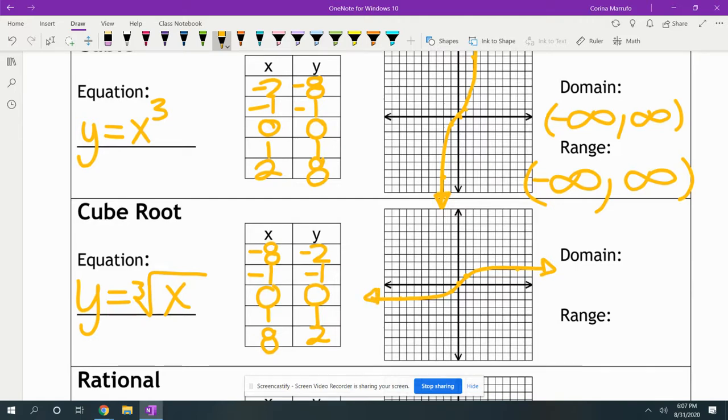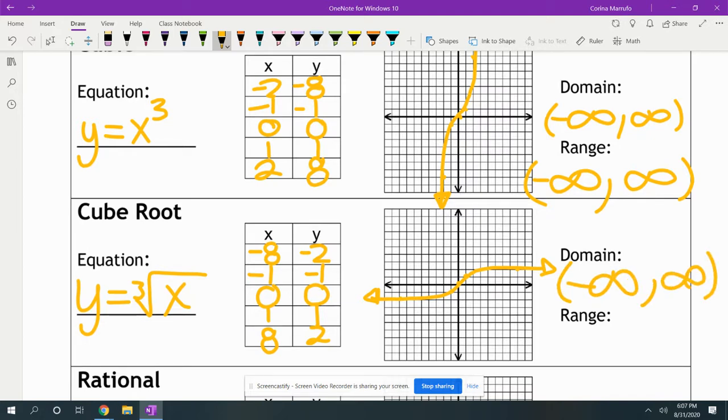Okay, so it's pretty close to the cubic function, but it's kind of flipped over to the other direction. So your domain, if you notice, it's pretty obvious. It spreads all the numbers to the left and to the right. So that means that your domain is going to cover all real numbers from -infinity to positive infinity.